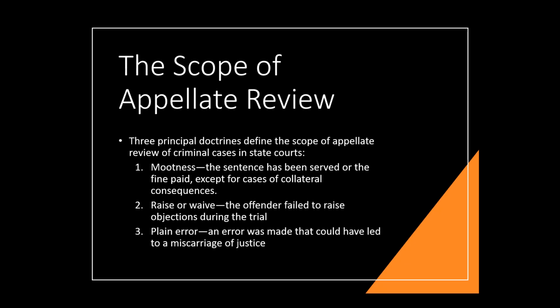So what's the scope of appeal? We haven't gotten to habeas corpus yet, but what's the scope of appeal? Three principal doctrines look at how big the appeal can be. One, is it moot? Moot means, well, you're appealing a conviction for 2 years, but you already served it. You're appealing for a fine of $1,000, but you already paid it. Now, unless it's going to have more consequences down the road, we're going to say that you can't sustain your appeal.